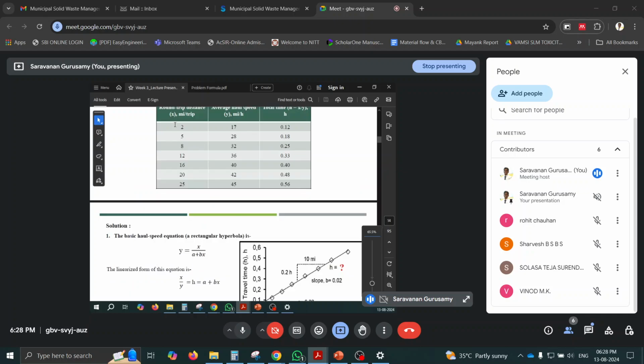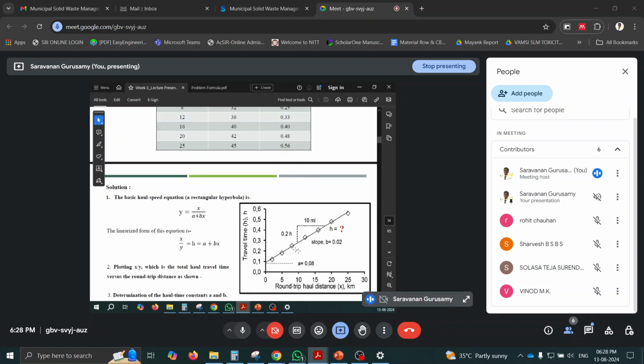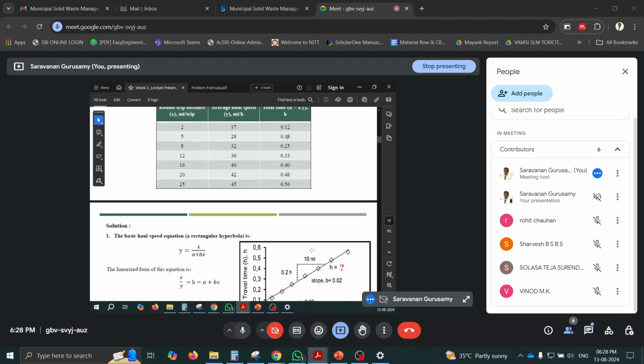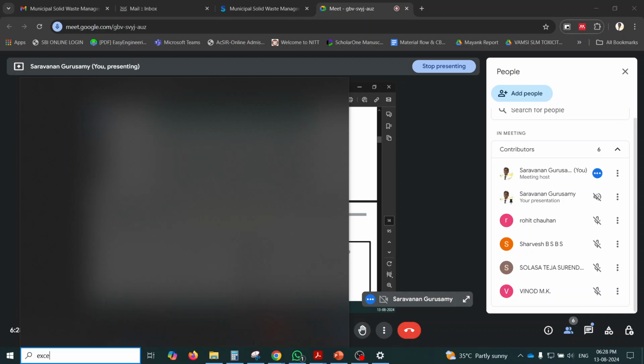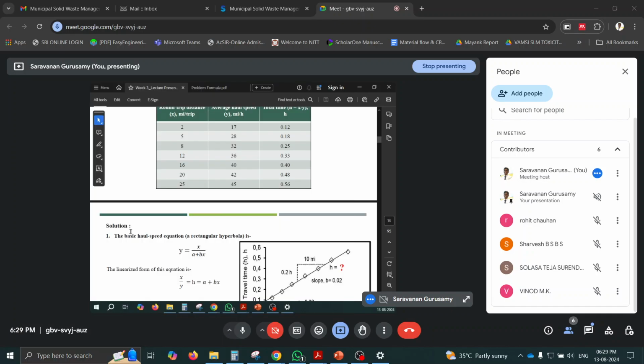So just to plot this, write these values in the cells and draw a line, and that will give you the a value and b value simply. Or in a graph sheet, you can draw. In Excel you can easily find. I hope you know how to draw, or I will show you once.